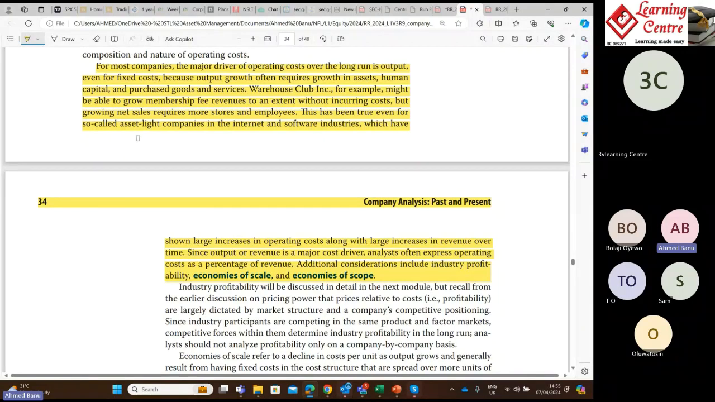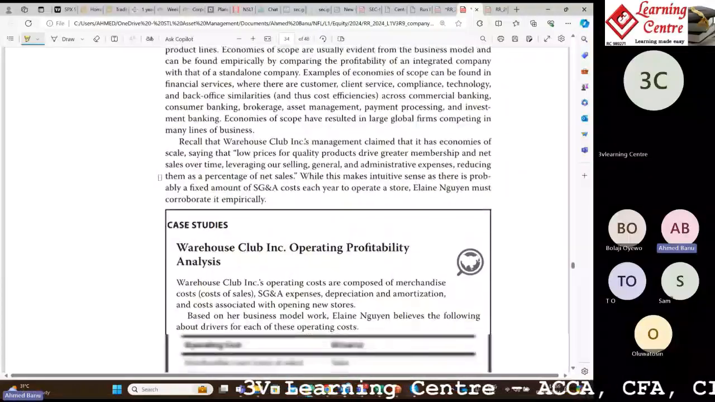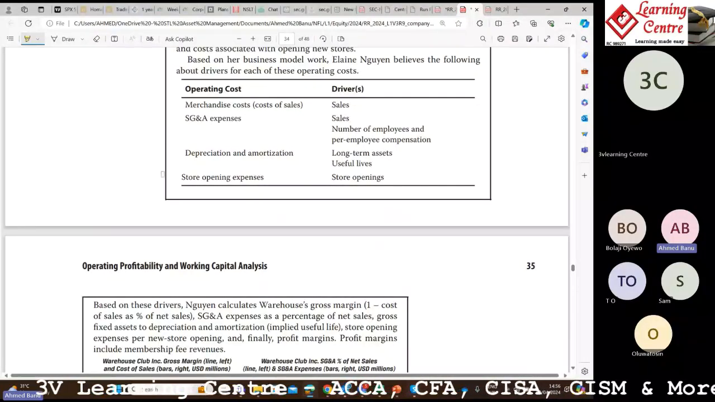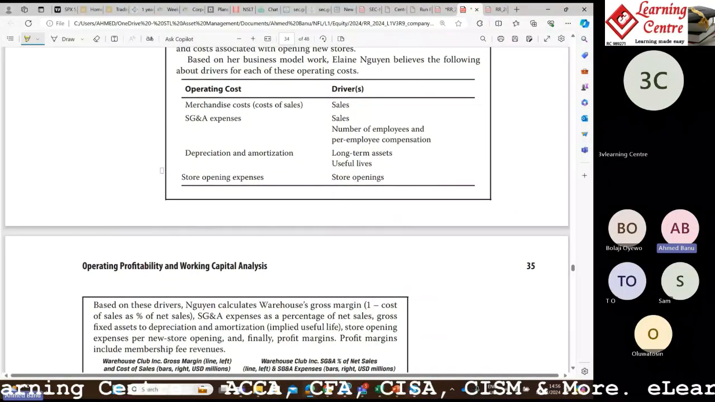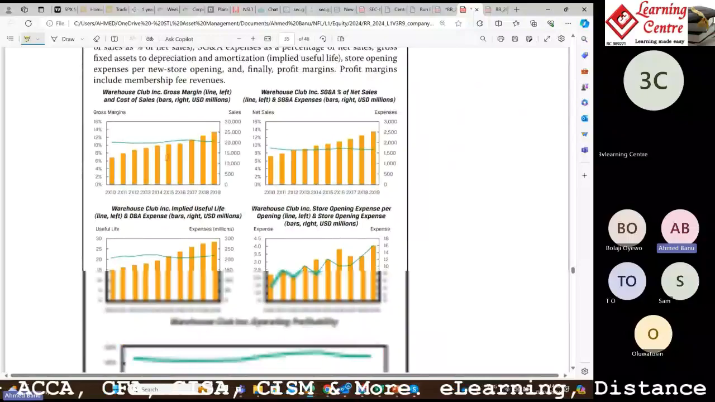Since output or revenue is a major cost driver, analysts often express operating costs as a percentage of revenue. Yes, we do that a lot. Operating costs as a percentage of revenue. Additional considerations include industry profitability, economies of scale, and economies of scope. So that's operating profitability. Rather, you can state it from a profit margin perspective, or you can state it from an operating cost to revenue perspective, which is just the opposite of the other.